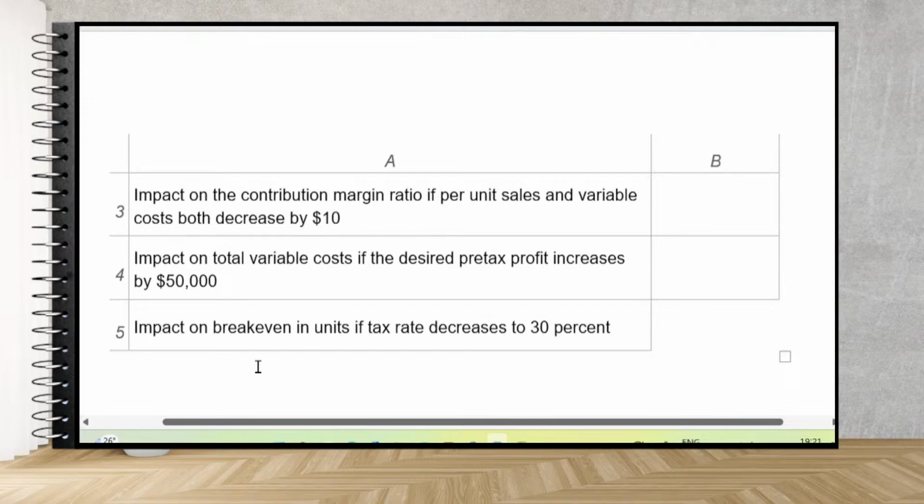Last one, impact on break even in units if the tax rate decreases to 30%. Tax rate decreases from 35 to 30%. So what would be the impact on break even? Any guess? No impact, increase, decrease?